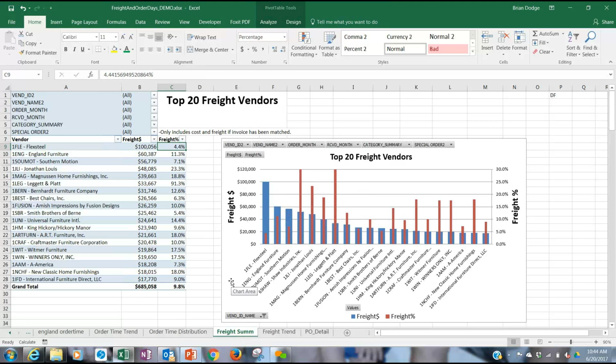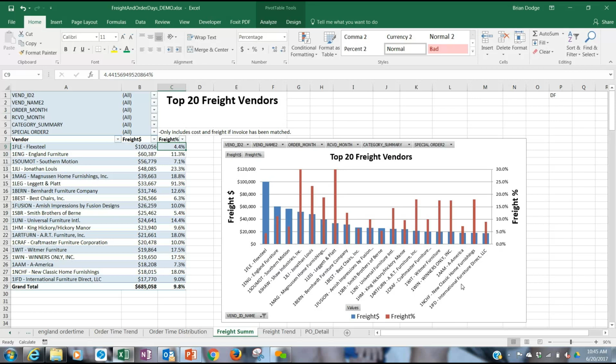So what you want to try to look at is going from left to right, to see if there are any vendors that are out of line based on freight percentage relative to their freight dollars. You can see that Shaw Industries, which I believe is a flooring vendor, is way out of line based on freight percentage. And Leggett and Platt also has a very high freight percentage. So you may want to dig into those to find out whether it's maybe one PO or a consistently high freight percentage.